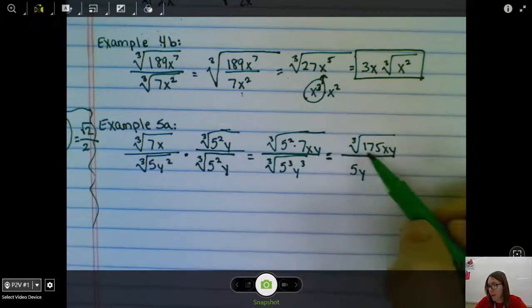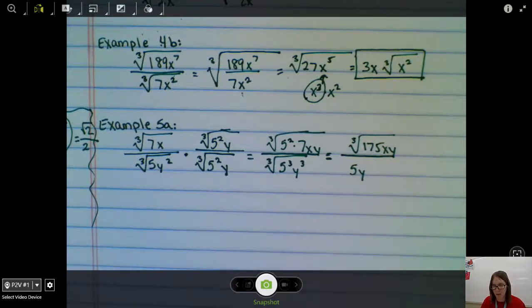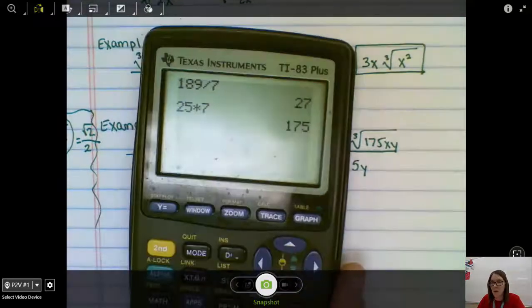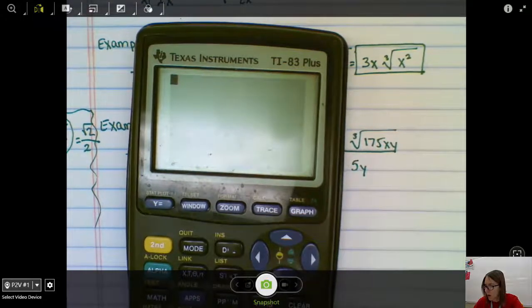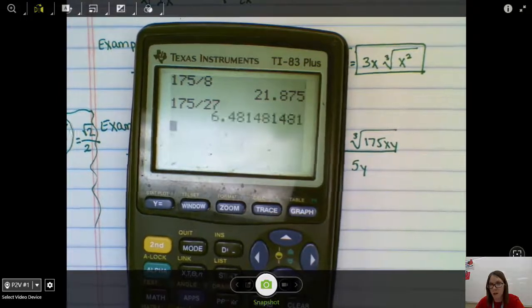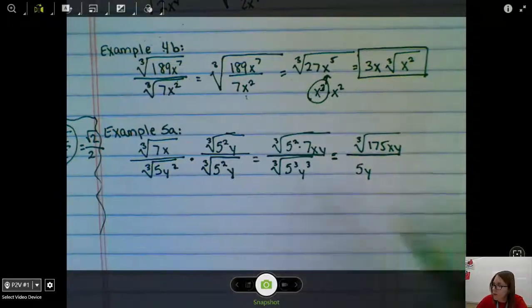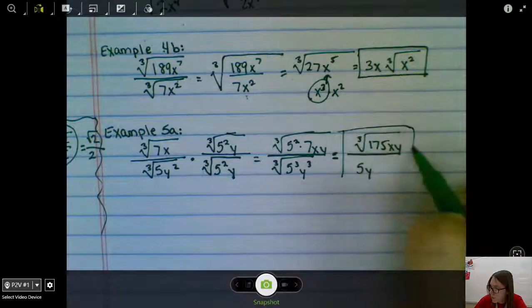Last thing to check, we can't cube root the x, we can't cube root the y. Let's see if we can simplify that cube root of 175 at all. And check and see if there are any perfect cubes that go into 175. Well, I know 8 is a perfect cube because 8 is 2 to the third power. 3 to the third power is 27. 4 to the third power is 64. 5 to the third power is 125, so that's not going to go into it. This is our final answer without a radical in the denominator.